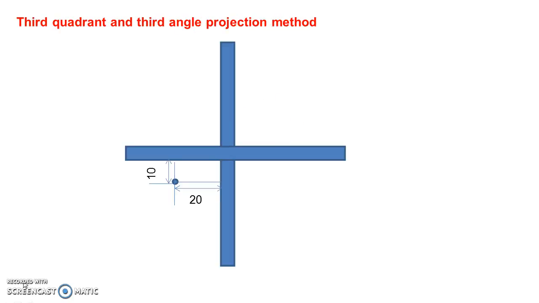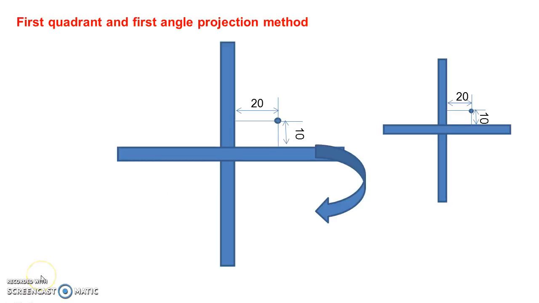Here in this figure the third quadrant system is shown. One point or reference point is shown which is 10 mm below the horizontal reference plane and 20 mm in front of another reference plane. The other reference plane is again the vertical reference plane.